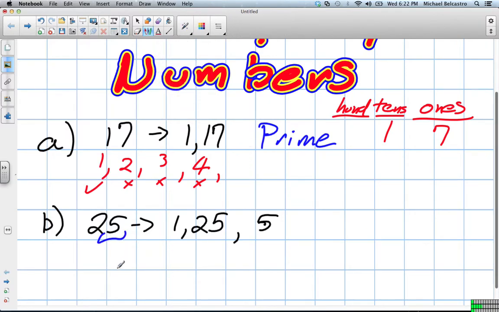Does 2 go in? No. Why not? Because it's not a multiple of 2. It has to be a multiple of 2, and it's not. Okay. 3. Add those digits together. What do you get? 7. Does 3 go into 7? No. 4. We've got to test. Did 4 go in? No. What did go in?